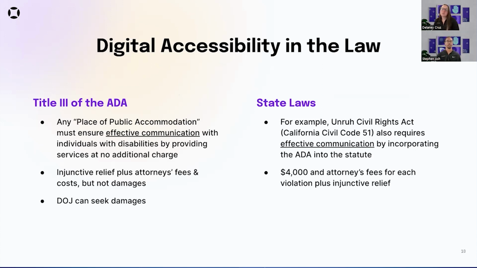When we're thinking about something more specific to states and not as much on a federal level, which the ADA is, individual states have their own laws regarding web accessibility, some stricter than others. For example, the Unruh Civil Rights Act in California also requires effective communication by incorporating the ADA into the statute, and $4,000 in attorney's fees for each violation plus injunctive relief are on the table if someone is to be sued for their website not being accessible. So just things to keep in mind in terms of what can essentially be expected if a site is found to not be accessible and some sort of legal action is to be faced.